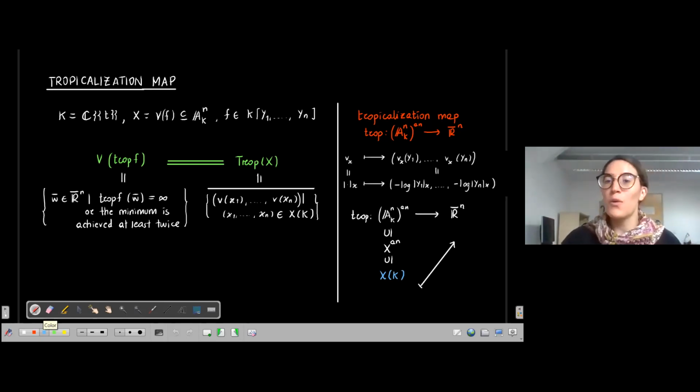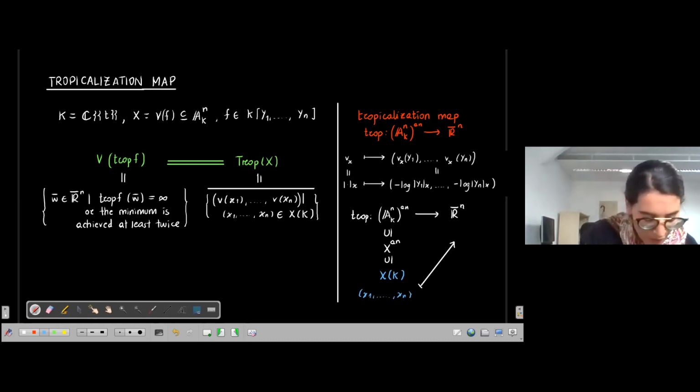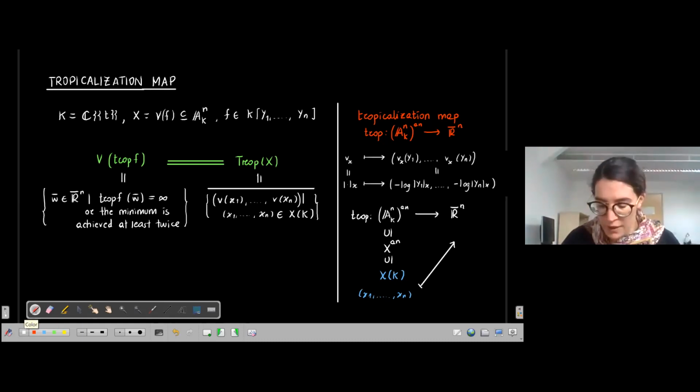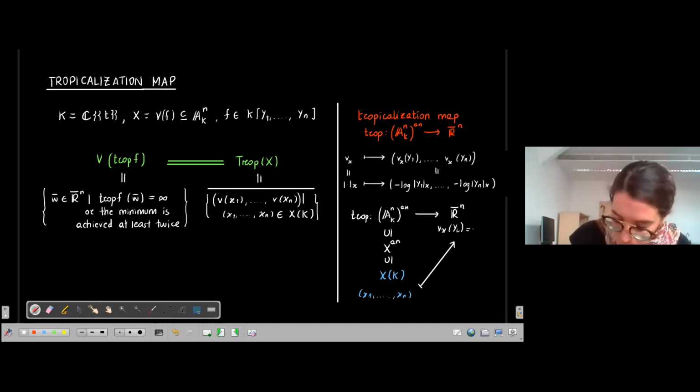So let's see what the tropicalization map does on these points. If we take a point here, it means we're taking x1, ..., xn. Then if you follow the definition of the tropicalization map, we need to compute v of x on the coordinate yi. But now we remember what the evaluation associated to a K-point is. We take the polynomial, in this case yi, and we evaluate the polynomial. So what we get is v of the evaluation, that is just xi.